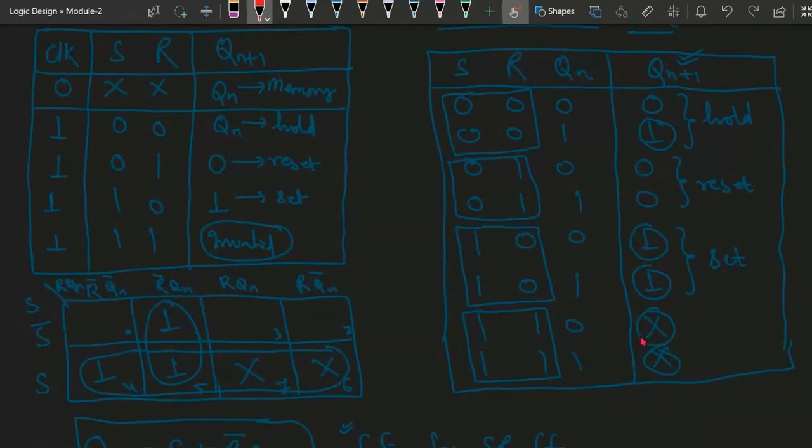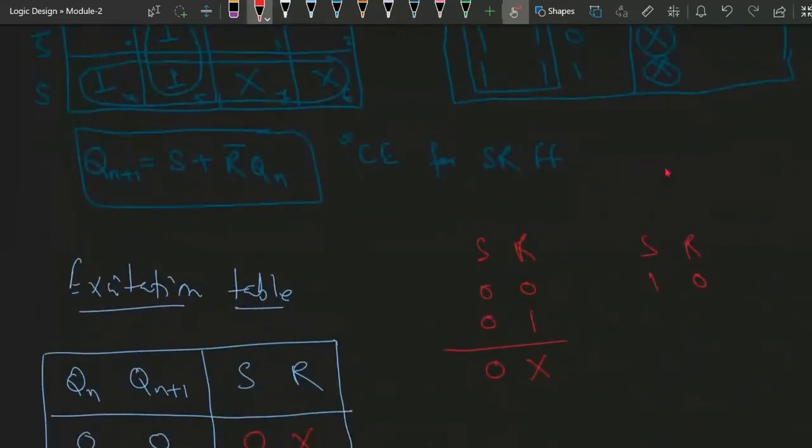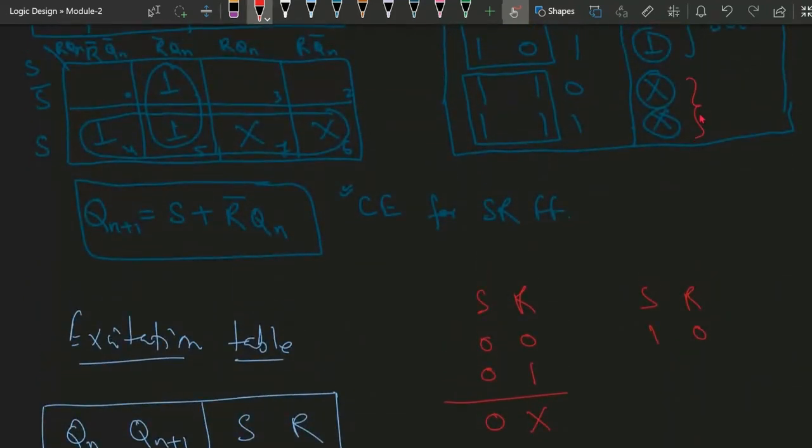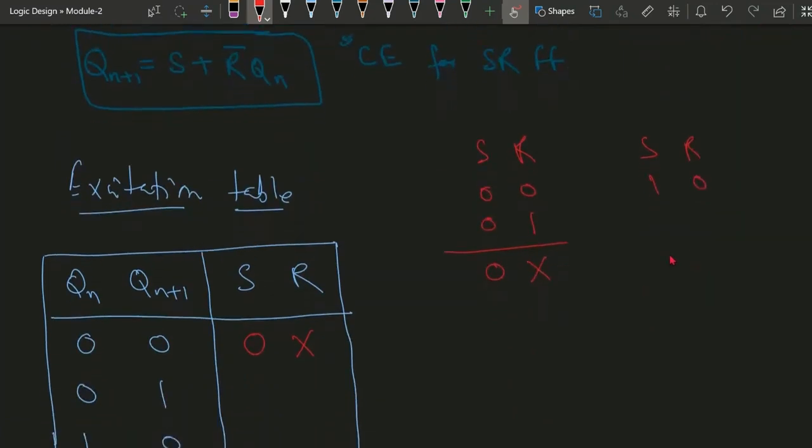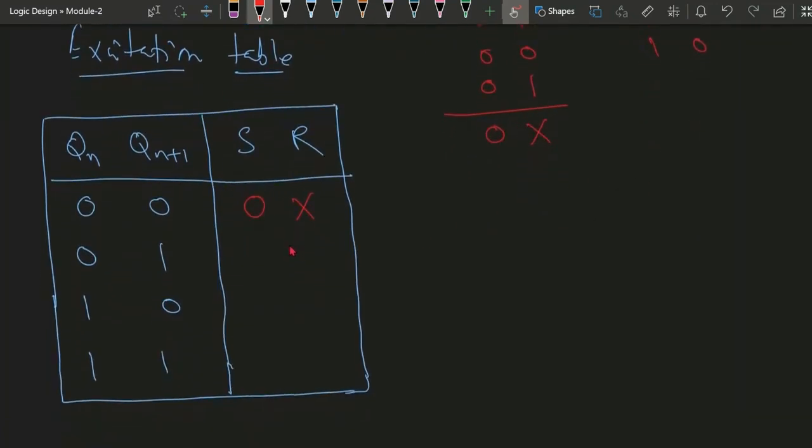No other case is there, that is don't care, so we will not consider it because it is the invalid case. So only S is 1 and R is 0. When S is 1, R is 0, at that time the current state will change to 1 in the next state.